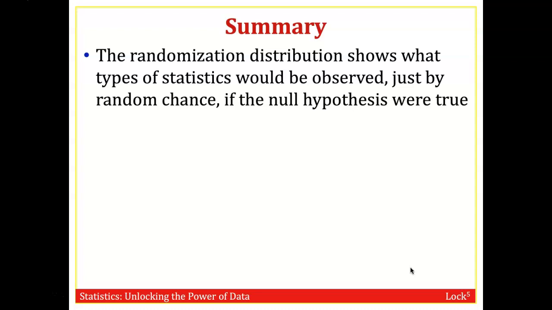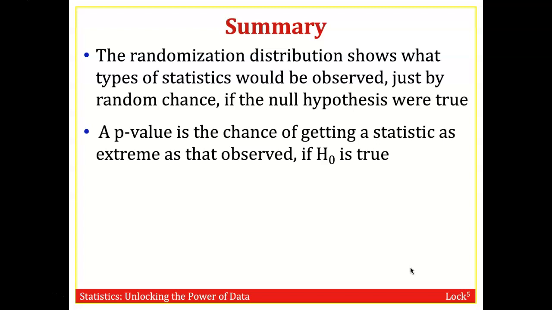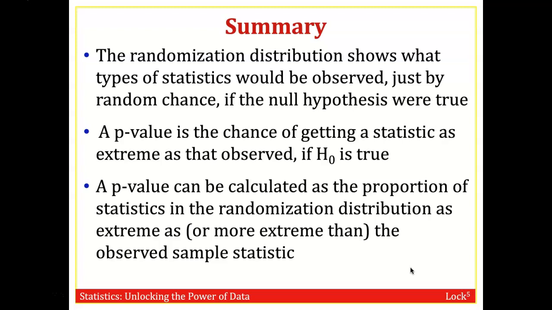So the randomization distribution shows what types of statistics would be observed, what kinds of values, just by random chance if the null were true. A p-value is the chance of getting a statistic as extreme or more extreme than that observed if the null is true. A p-value can be calculated as a proportion of statistics in the randomization distribution as or more extreme than the observed sample statistic, and how we define or think about that depends on whether it's a one or two-sided alternative.